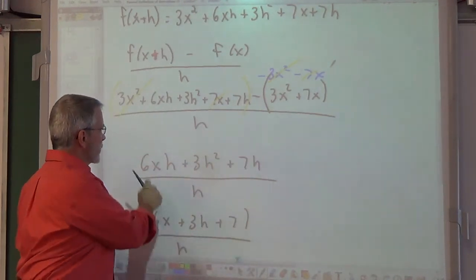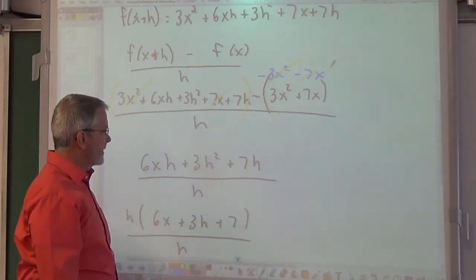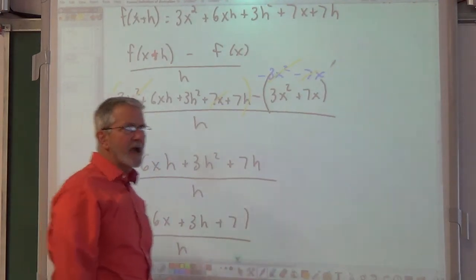So this is my difference quotient. 6xh plus 3h squared plus 7h over h. And I notice that every term on top has an h. So I can factor that h out of that top.